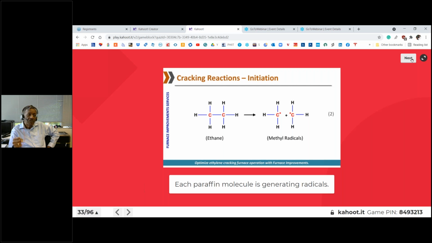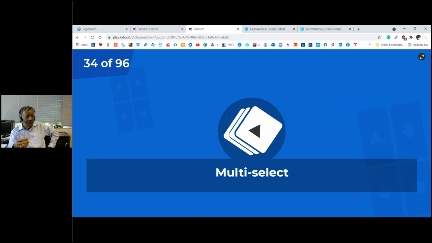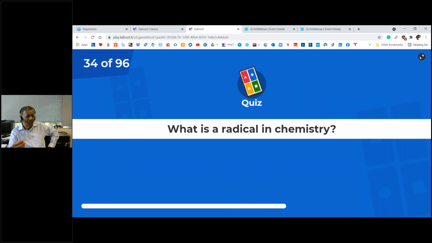So let us talk about the first reaction, which is called the initiation reaction, how the cracking gets initiated. And here what is happening is ethane is breaking into two compounds which are called radicals. And here it is breaking into two methyl radicals. And that is what is happening to other molecules also. If we have a propane or if we have a butane, they are also going through the same process of generating radicals. So we want to ask you here, what is a radical? What is a radical in chemistry?